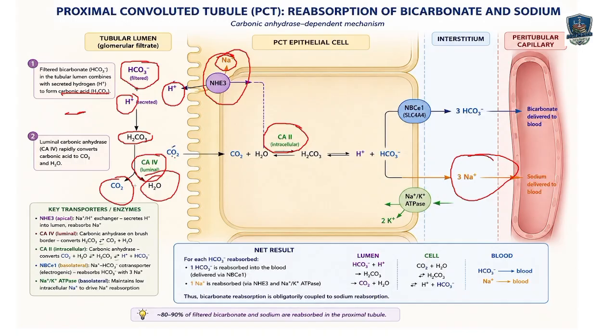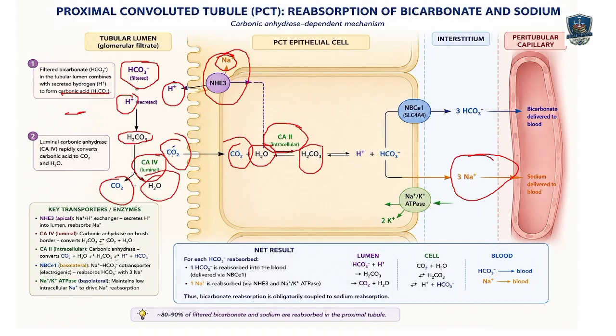Now, our CO2 can easily penetrate the cell, so it will enter the cell, and water can also enter the cell. So these two will easily enter the cell. Now, what happens inside the cell? The CO2 and water will combine under the influence of carbonic anhydrase 2 to form carbonic acid. So we have formed carbonic acid inside the cell.